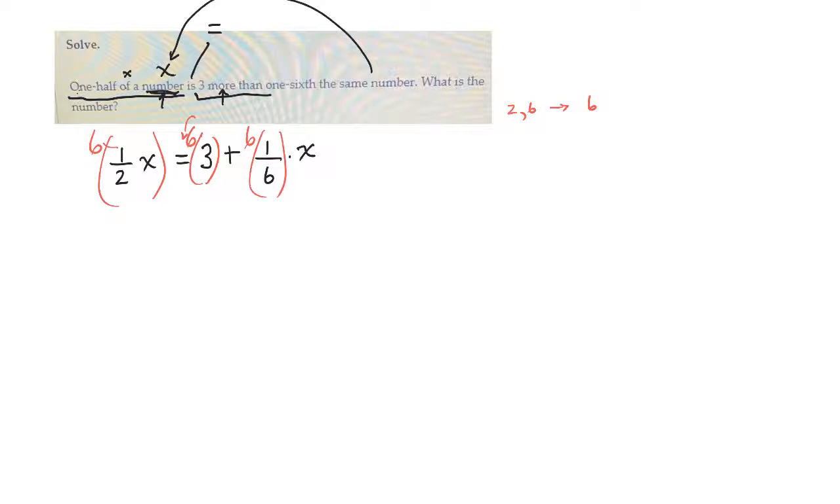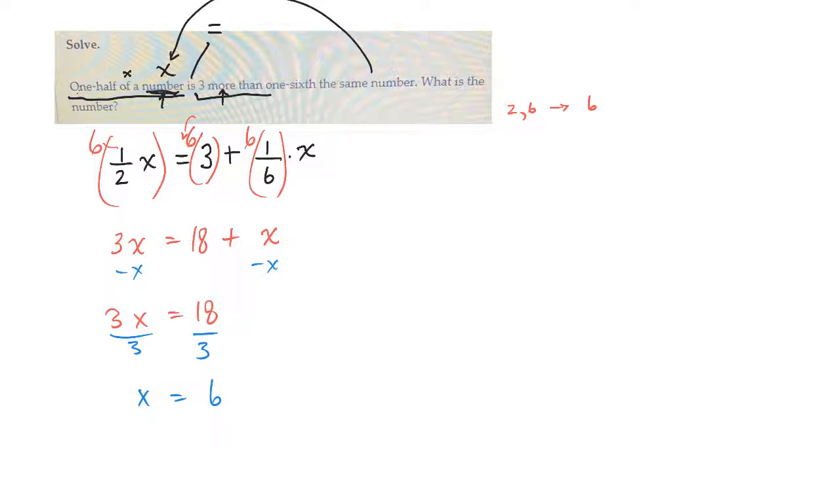Okay, 6 times 1 is 6, divided by 2 is 3, so this would be 3x, equals 6 times 3 is 18, plus 6 times 1 is 6, divided by 6 would be 1, so this would be 1x, or just x. Now let's get the x's together, so I'll subtract x on both sides. So 3x is 18, and then divide both sides by 3. So I get x is equal to 6.